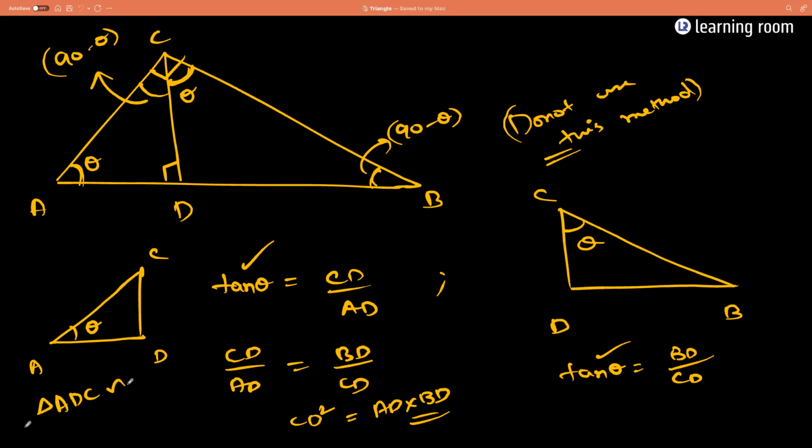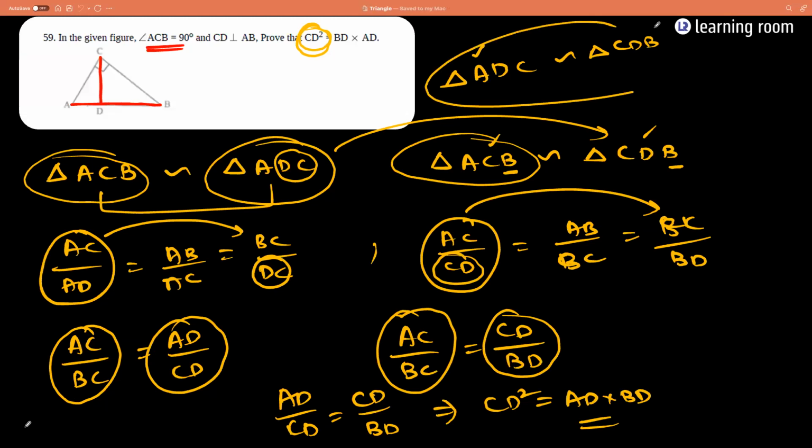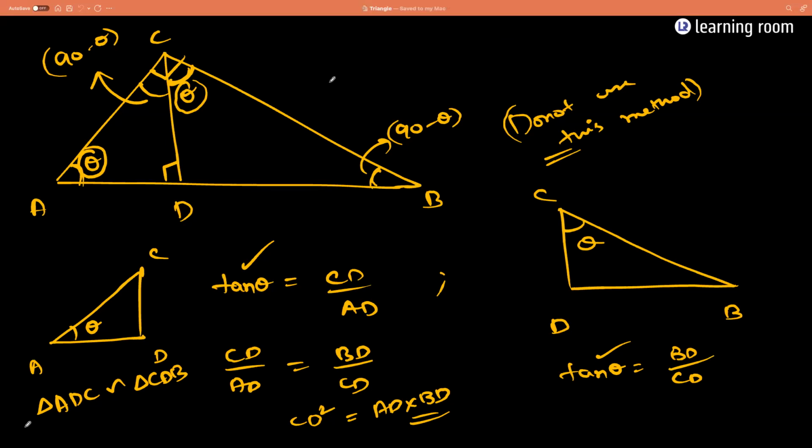ADC is similar to, so angle A is theta. So in the other right angle triangle, which angle is theta? C. And where is the right angle? D. CD. Is this what we got here? Yes, sir. It's the same logic again. So they're interconnected, okay?